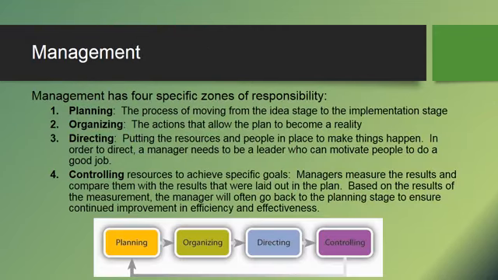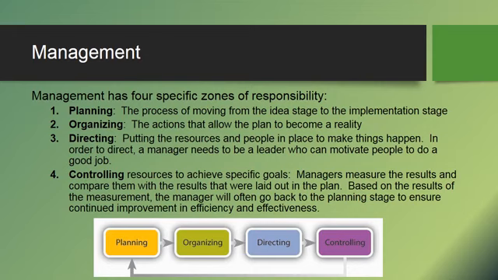Management has four specific zones of responsibility. Number one, planning. And this is the process of moving from the idea stage to the implementation stage. So you have this idea about a new product that will revolutionize the way people use their cell phones. Well, that idea is a wonderful thing, but until you can actually monetize it or put it into some sort of sales model, it doesn't matter. So you always start with the plan first.